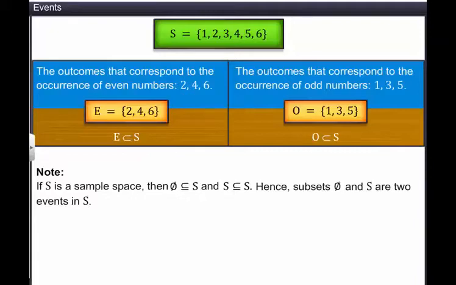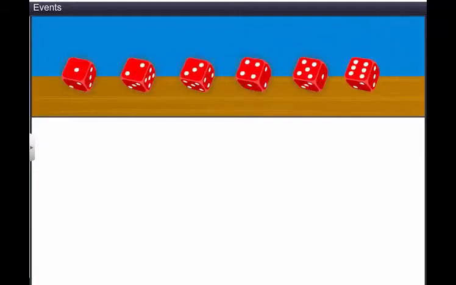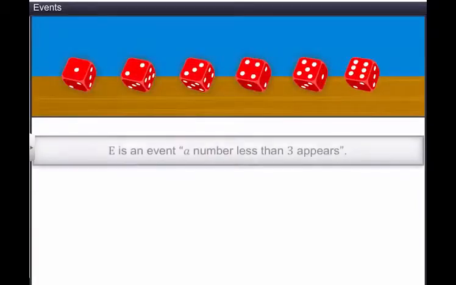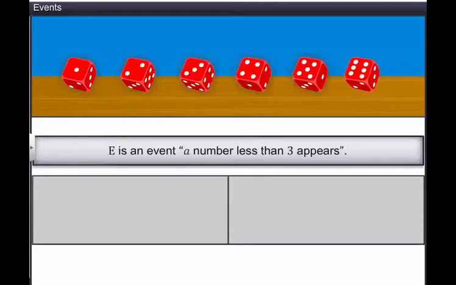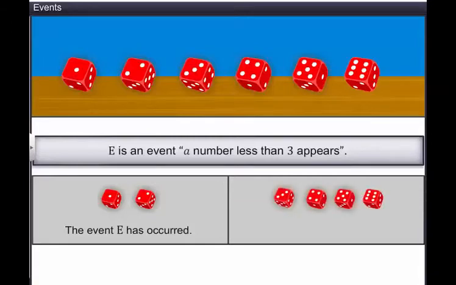Let's look at an experiment where a die is rolled. Let E be an event: a number less than 3 appears. If the outcome is either 1 or 2, then we say that event E has occurred. If the outcome is other than 1 or 2, then we say that event E has not occurred.